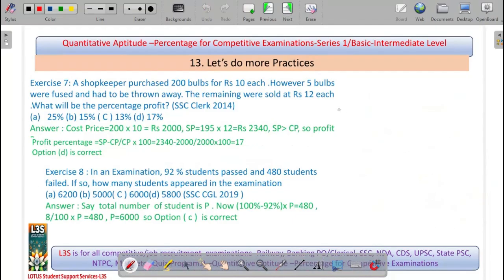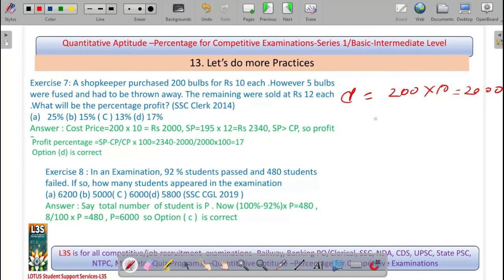Next one. A shopkeeper purchased 200 bulbs for ₹10 each. However, 5 bulbs were fused and had to be thrown away. The remaining were sold at ₹12 each. What will be the percentage profit? It came in 2014 SSC. So what will be the cost price here? Cost price will be 200 bulbs at 10 rupees, so it will be 2000.